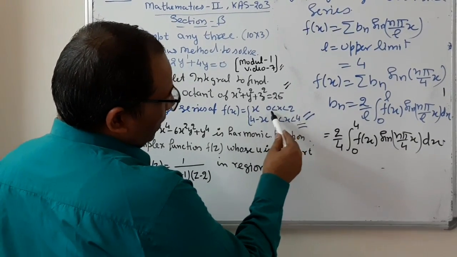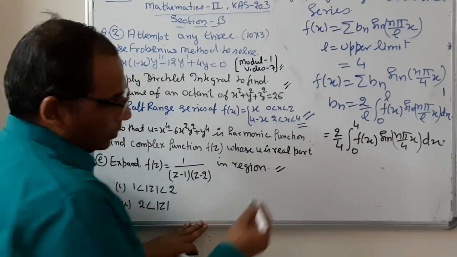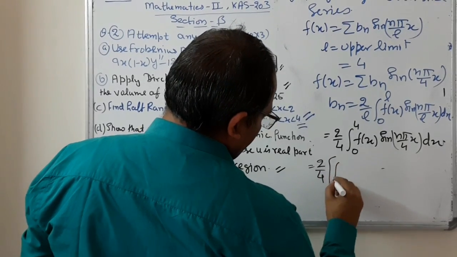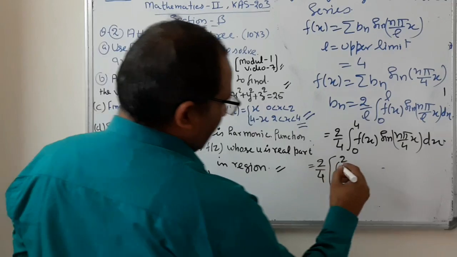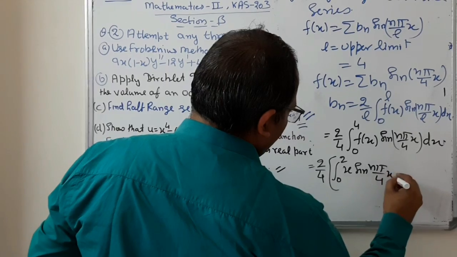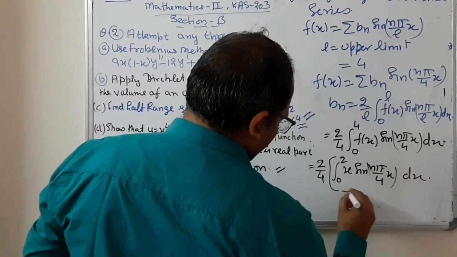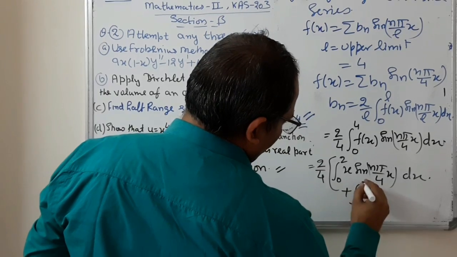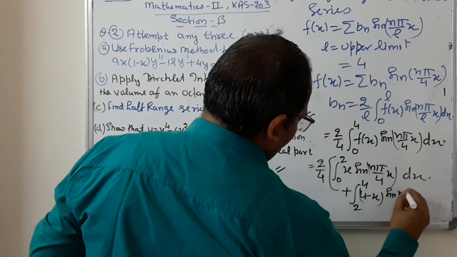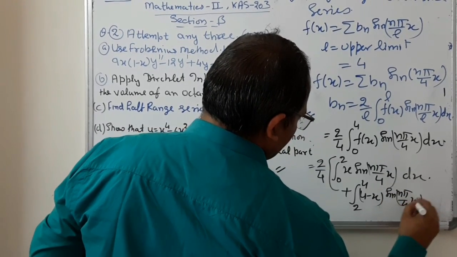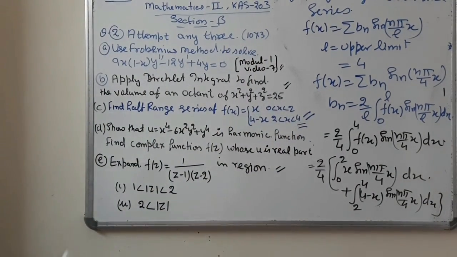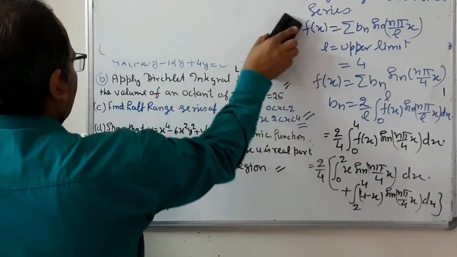Now you can see that here it is 0 to 4, and we have the two intervals 0 to 2 and 2 to 4. Divide into two intervals, that is equal to 2 upon 4, and for 0 to 2 the function is x. So write here x sine of n pi x upon 4 dx, plus this integration is 2 to 4 and this is (4 minus x) sine of n pi x upon 4 dx. We have to find out the value of the integration.